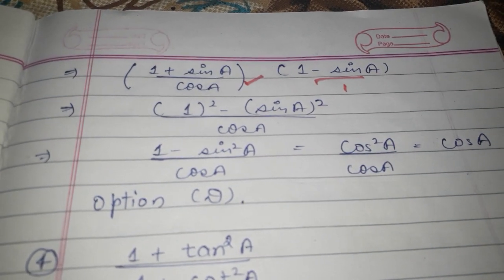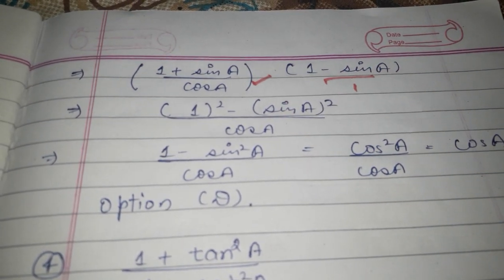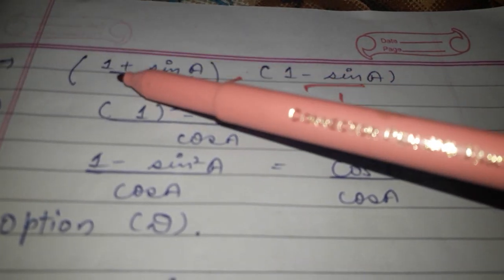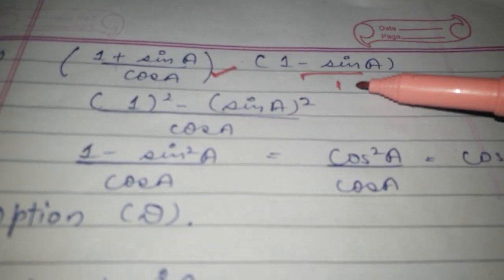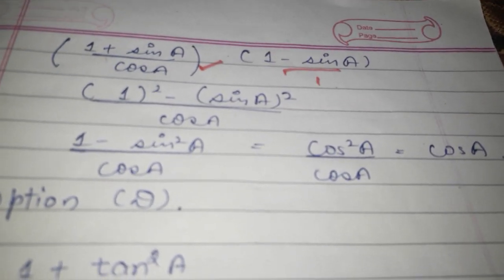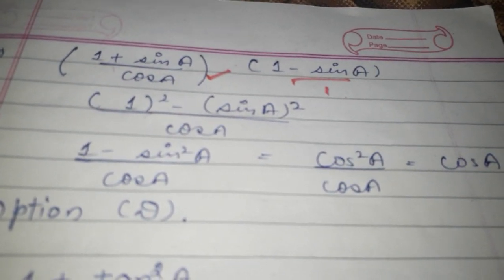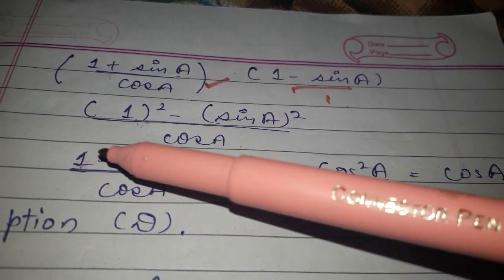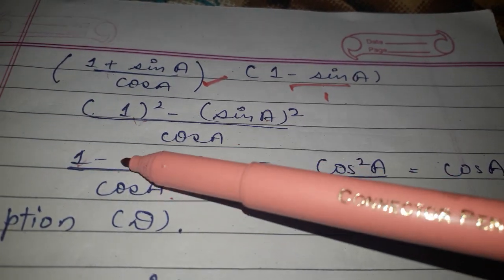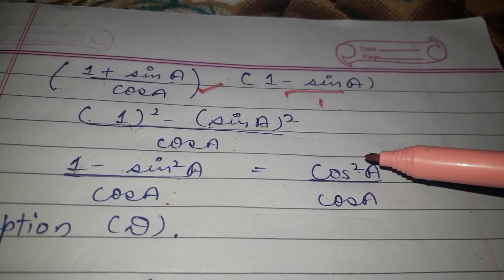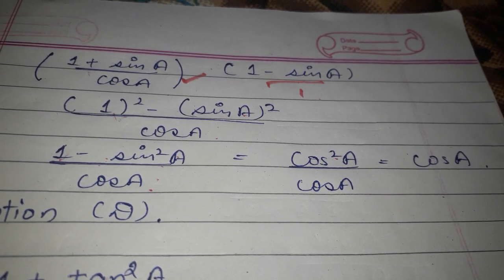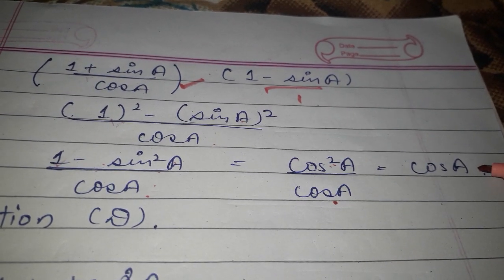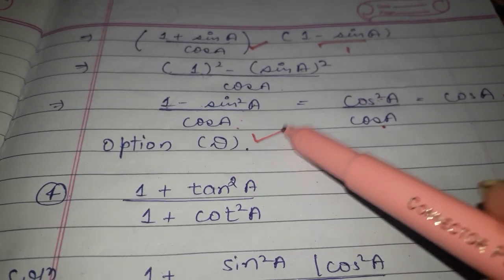Now we simply multiply the numerators and the denominator. In the numerator, we have (1 plus sin A)(1 minus sin A), which will become A square minus B square, that is 1 square minus sin square A. The denominator will be cos A simply. So it will become 1 minus sin square A upon cos A. 1 minus sin square A is cos square A, from the identity sin square theta plus cos square theta is 1. So cos square A by cos A will get cancelled out, and the answer will be cos A. Option D will be the correct option.